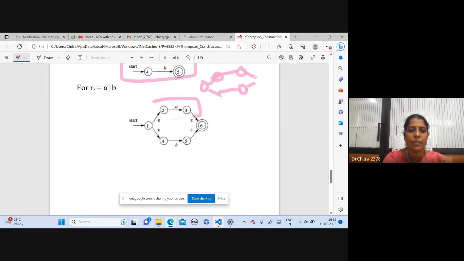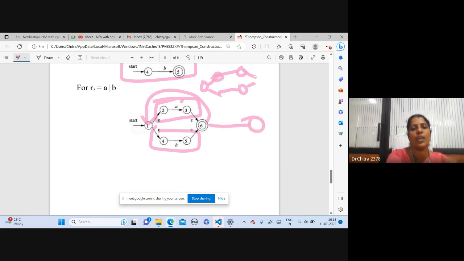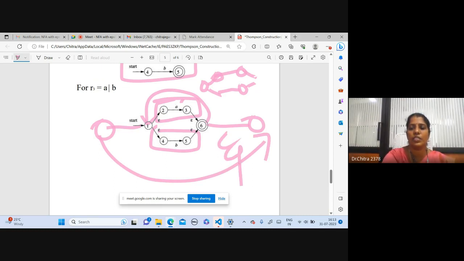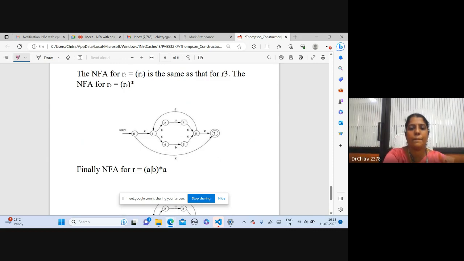We follow either the path A or path B. The next one is A plus B the whole star. This is for A plus B. I need the whole star. Repeatedly I want to do this one. Without this also it will process. So I'll add two more states and draw here for epsilon. That is also possible. So that is the thing for A plus B the whole star. The whole star means two loops, the forward loop as well as the reverse loop.